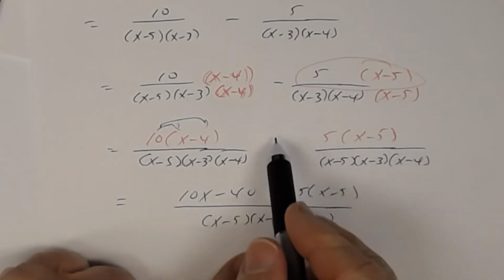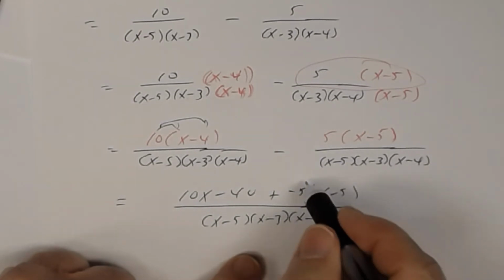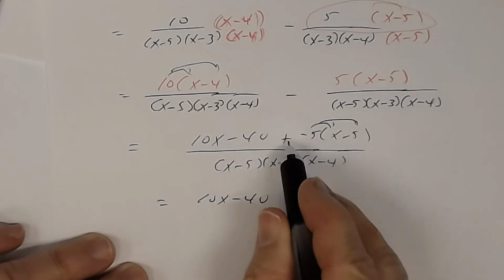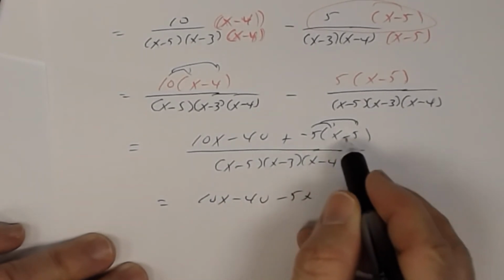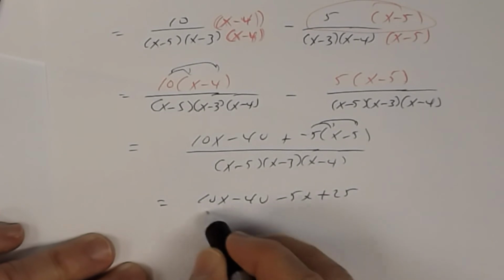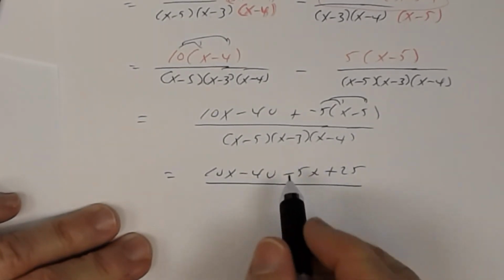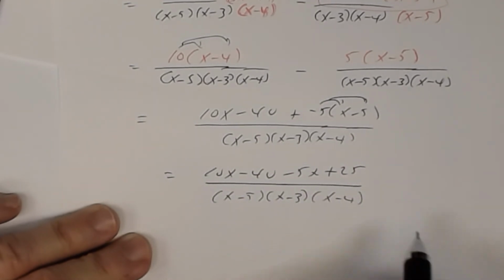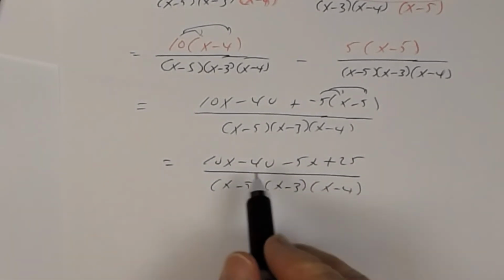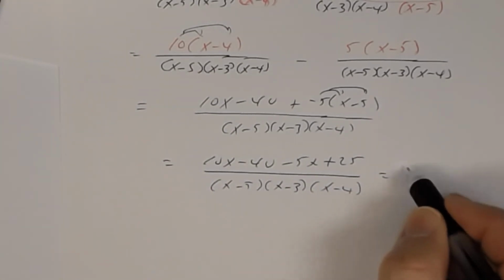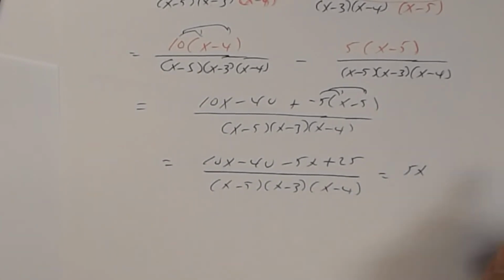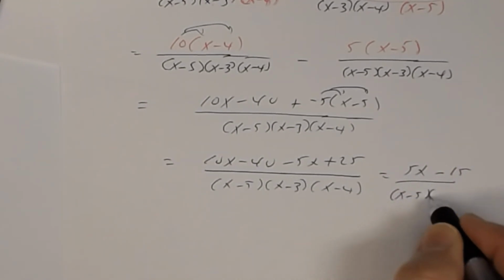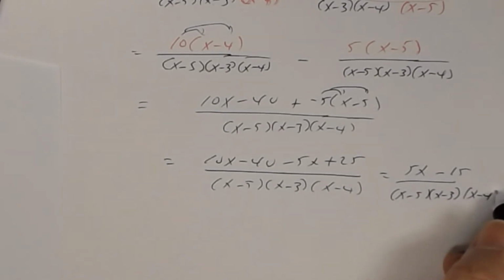So I just rewrote this little part here. And now distribute the negative 5. I get 10x minus 40. A negative 5 times x is negative 5x. A negative 5 times a negative 5 is a positive 25. Divided by, and leave this in factored form. If you multiply that out, you're not going to see that it's reducible. 10x minus 5x is 5x. A negative 40 and a positive 25 is a negative 15. Divided by (x minus 5)(x minus 3)(x minus 4).